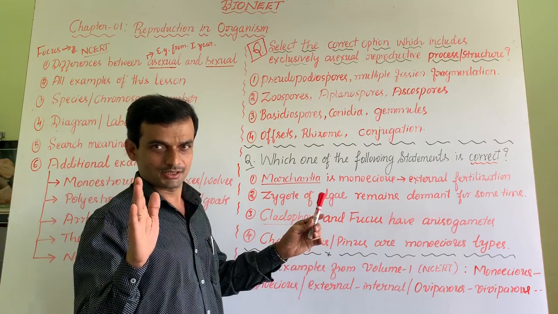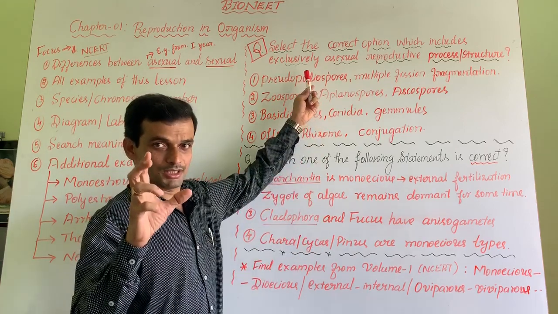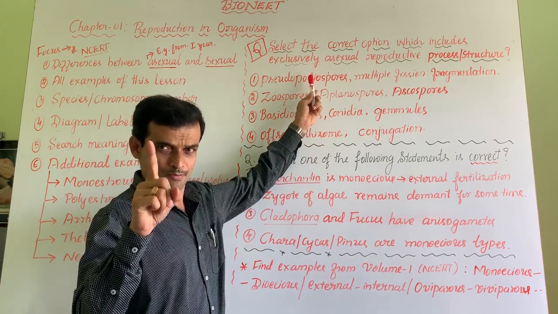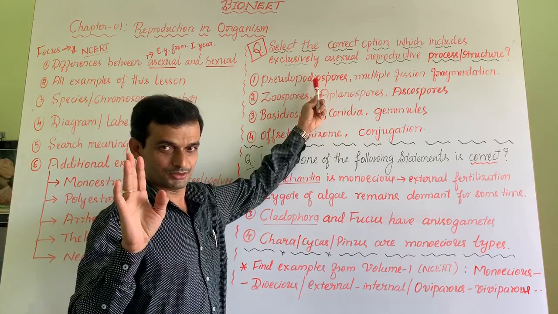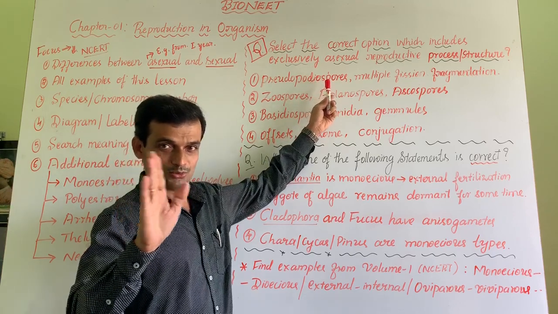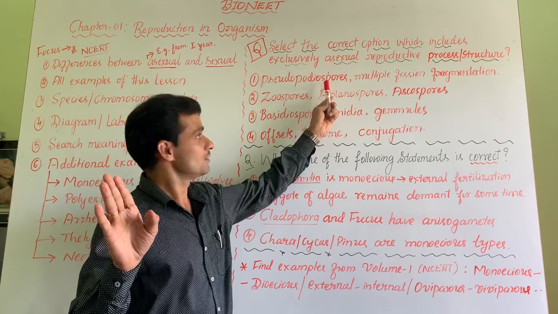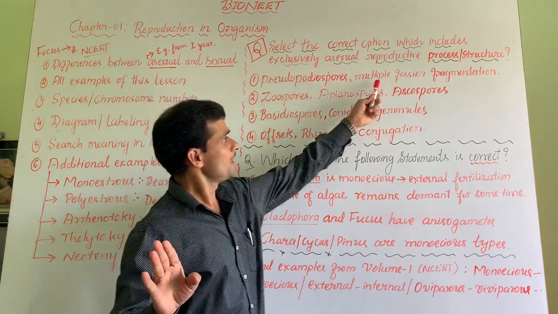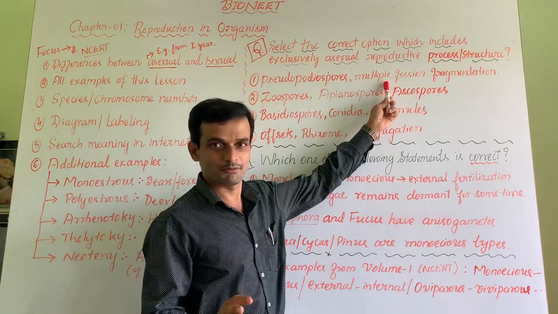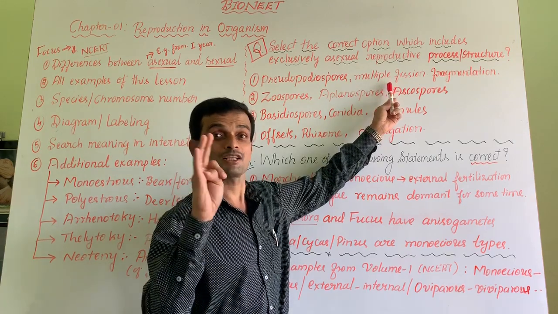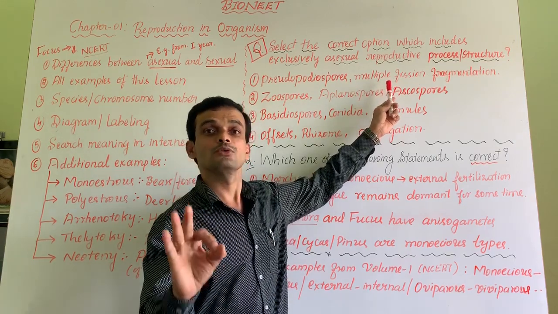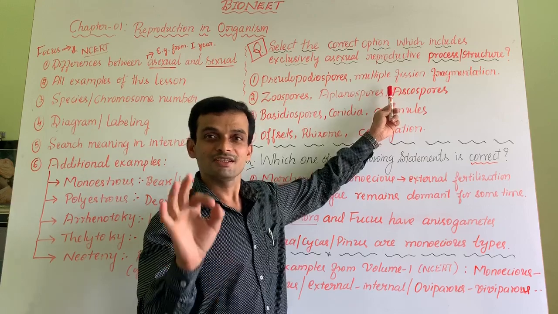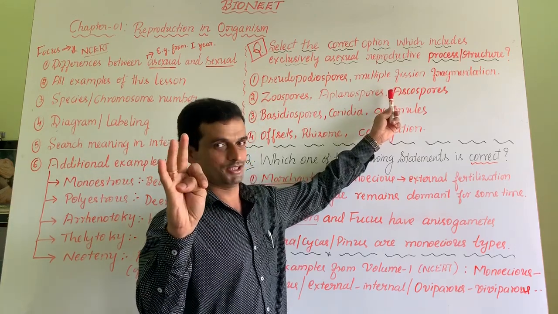Hence, it is asexual because many offspring are derived from one parent. They are all clones, no variations, no gamete, no syngamy. This is asexual. Multiple fission. I said amoeba undergoes multiple fission. You study the life cycle of Plasmodium. Plasmodium undergoes multiple fission inside the liver, inside the RBC.